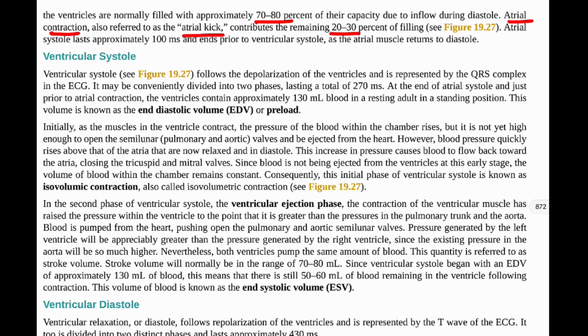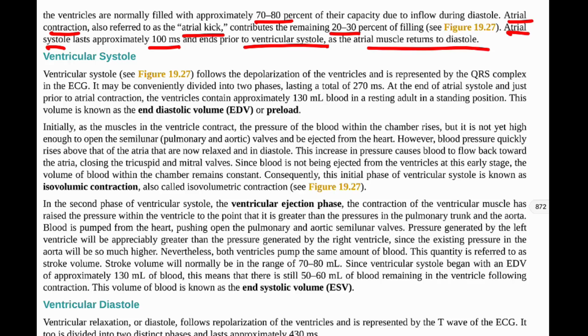atria. Atrial systole lasts about 100 milliseconds and ends prior to ventricular systole as the atrial muscle returns to diastole. So we're saying that we have that contraction of the atria, that's our systole, lasts about 100 milliseconds, and then that ends before the ventricles contract.